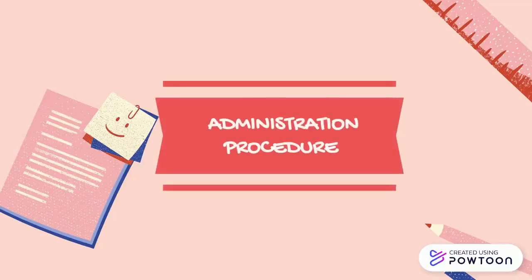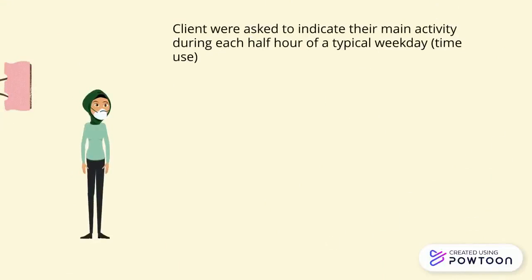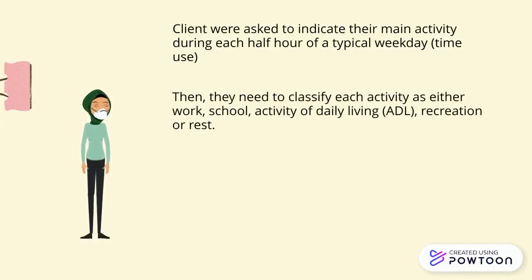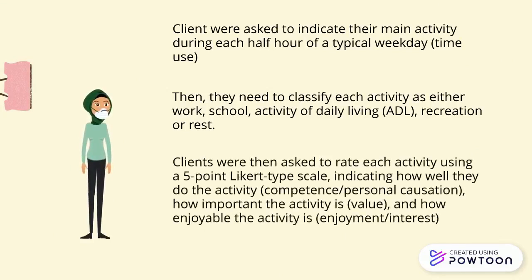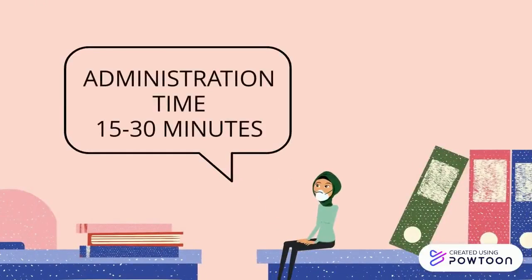Now let's move to the administration procedure. Firstly, the client will be asked to indicate main activity during each half hour of a typical weekday. Then they need to classify each activity according to the component of this assessment. Lastly, they need to rate each activity using a 5-point Likert type scale. Administration time is about 15 to 30 minutes.